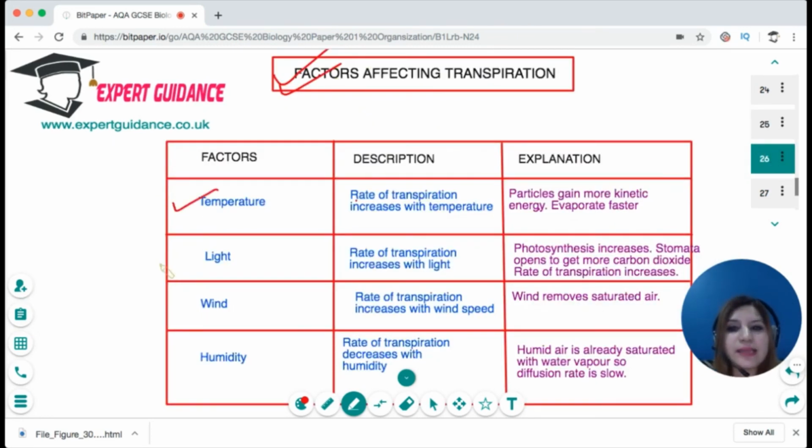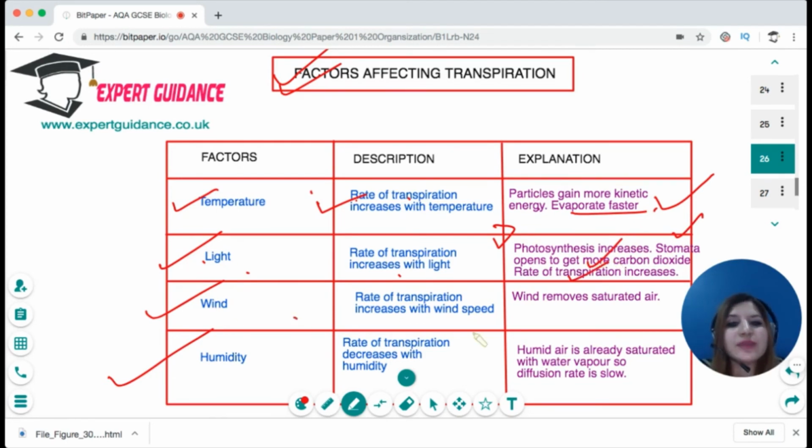Okay, now what are the factors that affect transpiration? It is temperature, light, wind, and humidity. With an increase in temperature, the rate of transpiration increases because the particles gain kinetic energy, so they start to evaporate faster. With light, the rate of transpiration also increases because, remember, as the rate of photosynthesis increases, the stomata open more to take in more carbon dioxide, which increases transpiration.